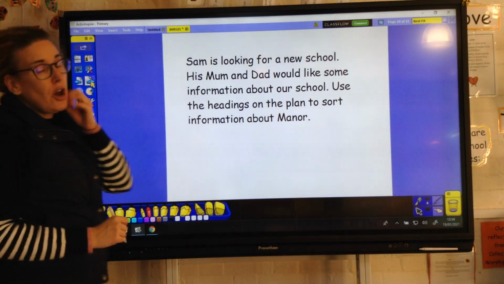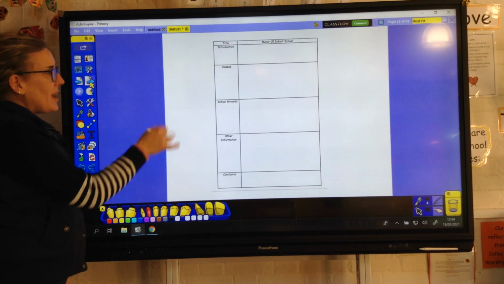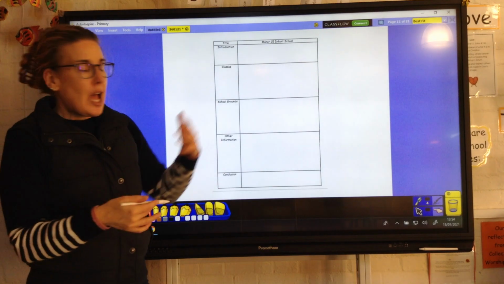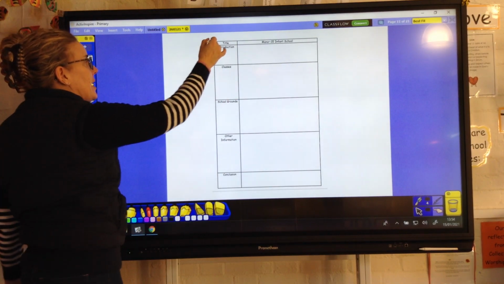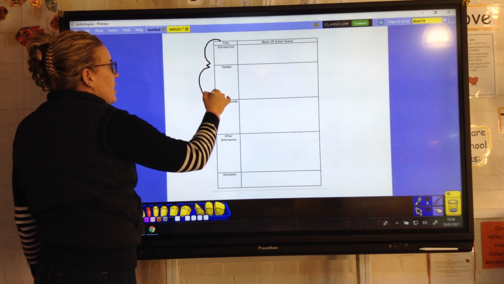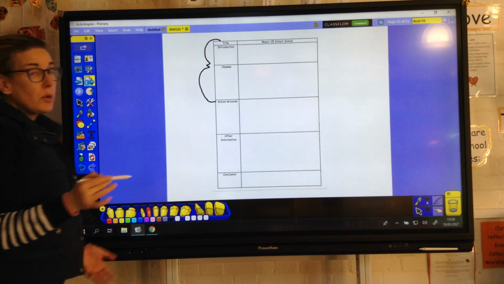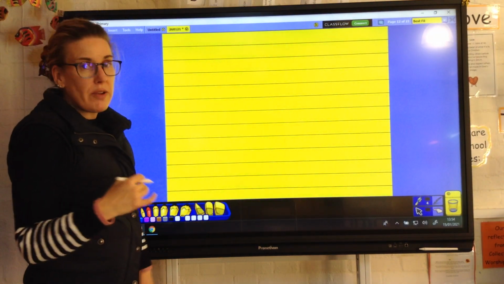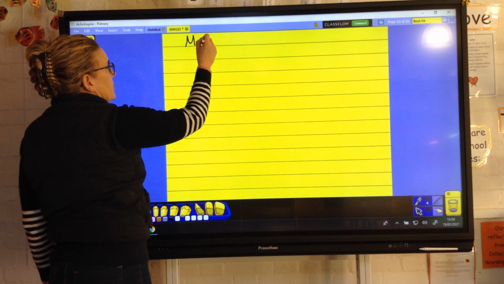So, carrying on with our report writing, yesterday we looked at doing a plan and we put lots of ideas about our school into this plan. Now what I'd like you to do today is you are going to write the first 2 sections. I've given you a title. If you want to change that title, make it a bit more exciting, that's fine. Your title goes at the top.